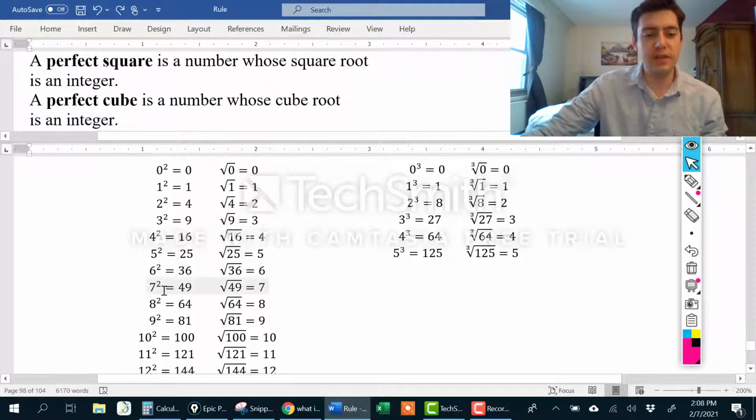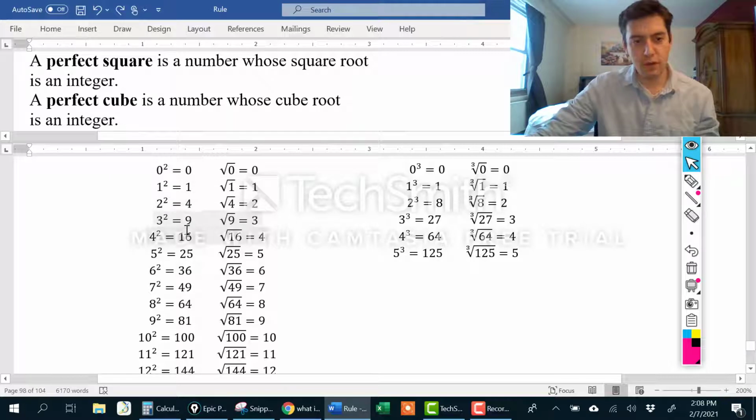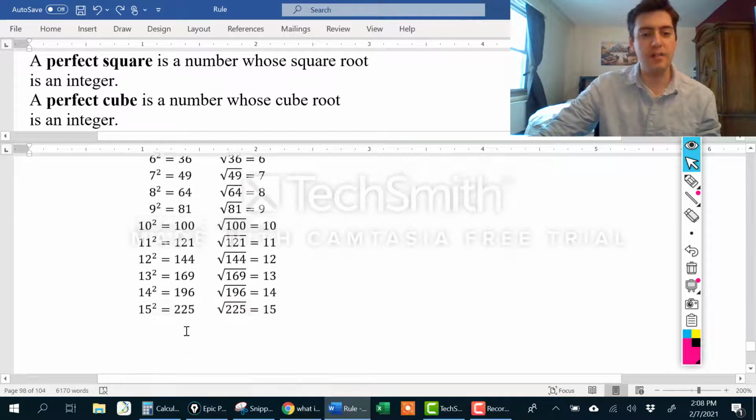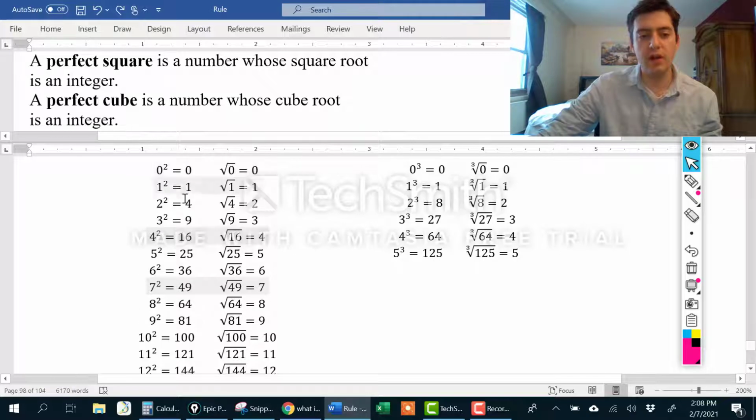So take, for example, 49 over here. Everything that's in this column, 0, 1, 4, 9, 16, 25, 36, 49, 64, and so on. I have them here up to 225. Everything in this column over here is a perfect square because the square root of those numbers are integers.